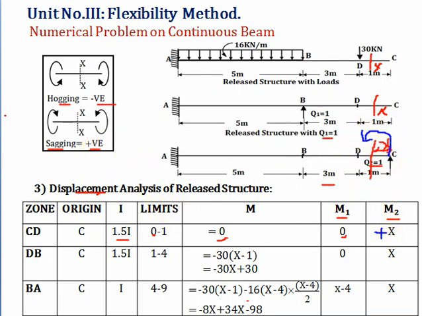Now we'll consider the next zone, which is BD. We measure x from this section to point C. So this is the x.